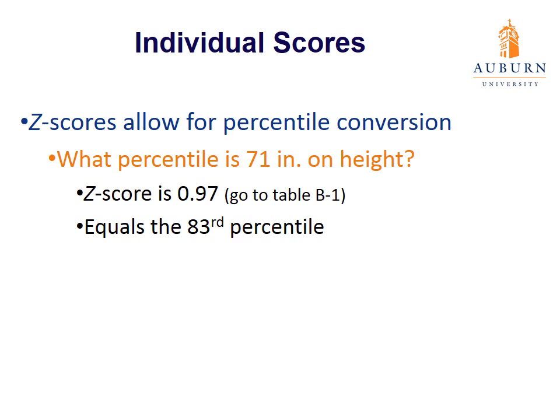In this case, remember, because it's a positive z-score, we still have half of the distribution to add. We'll take 50% and add it to the portion from our table, from the mean to the z-score, in this case a z-score of 0.97. We add them together, and we end up with the 83rd percentile.